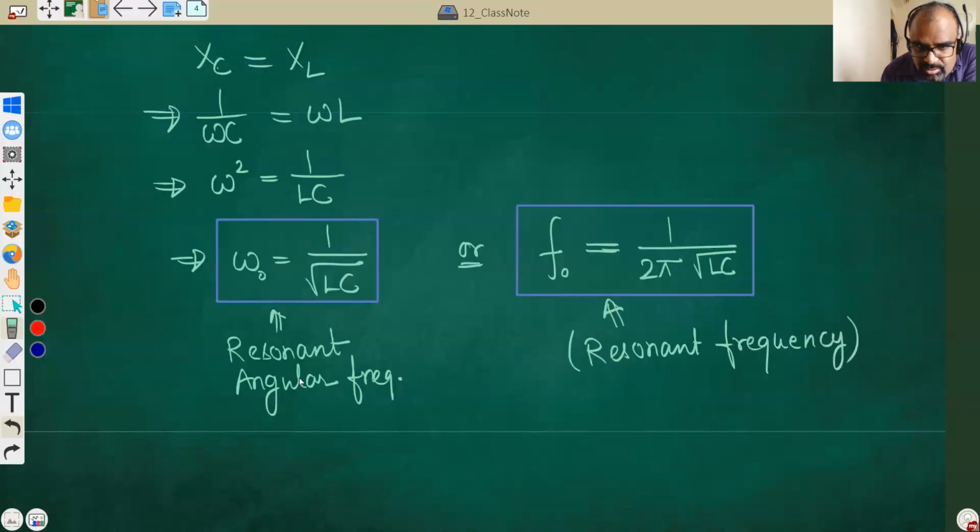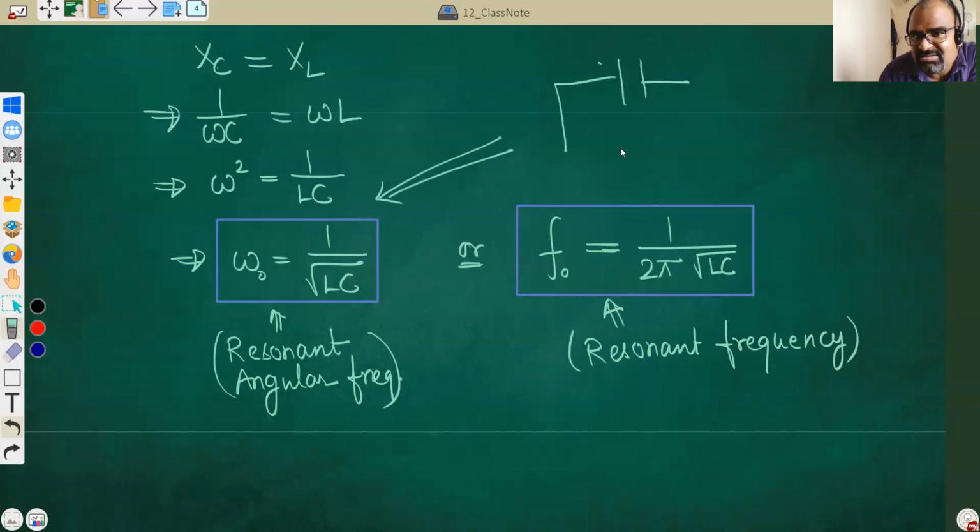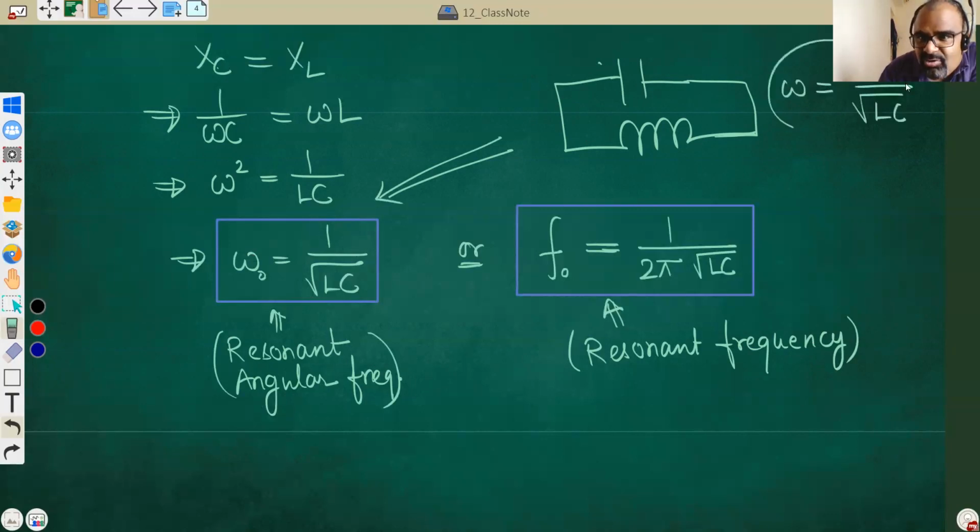Now, you might have noticed that this omega, 1 by root LC, we had already come to in the LC oscillatory circuit. Recently we studied it in the electromagnetic induction chapter, in the previous chapter. In LC oscillatory circuit, what was the angular frequency? It was 1 by root LC only. But that omega and this are different, even though the values are same. This is the frequency or angular frequency of AC source.